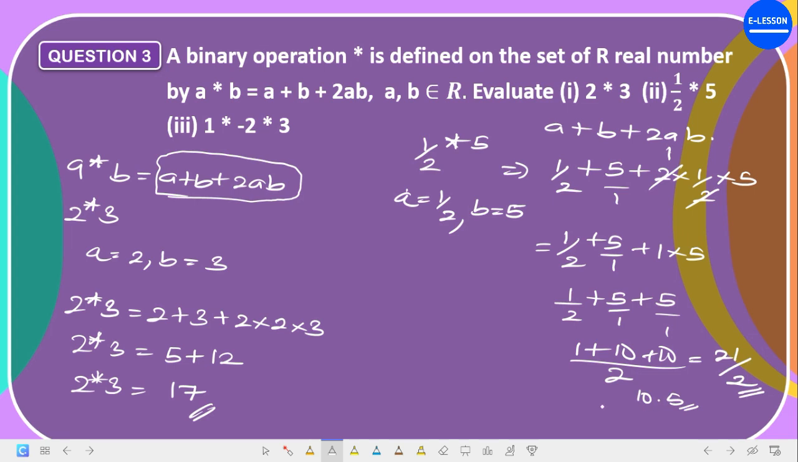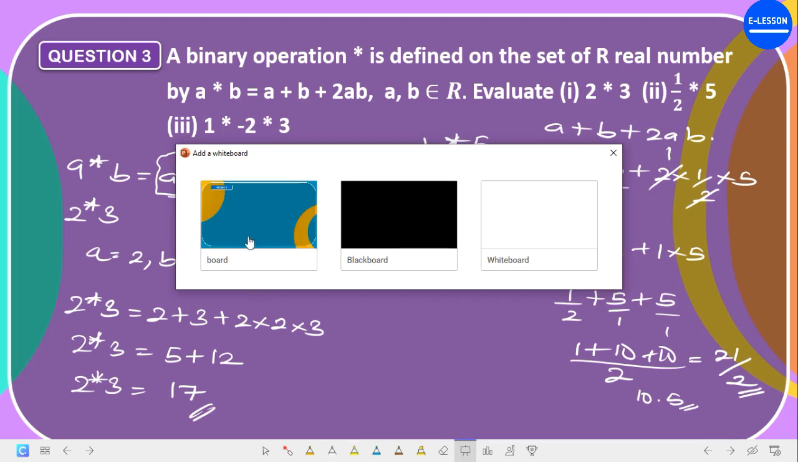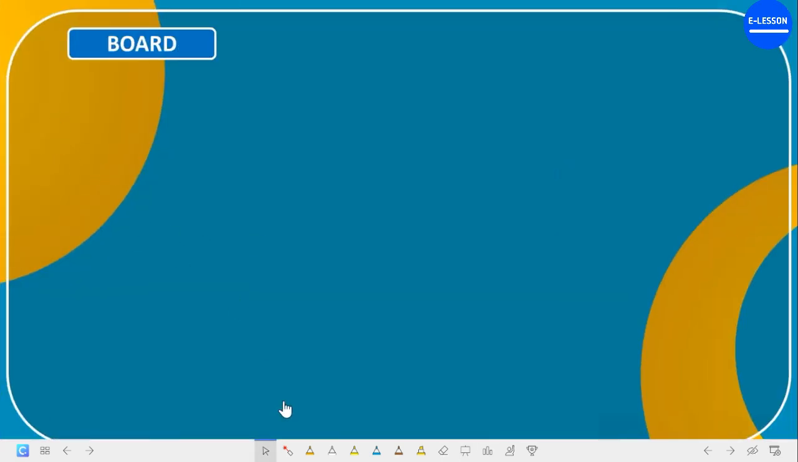10.5. And that is the solution to that question. Now the last one that we have here is very easy. Number 3: 1 asterisk minus 2 asterisk 3. So we have it as 1 asterisk minus 2 asterisk 3.